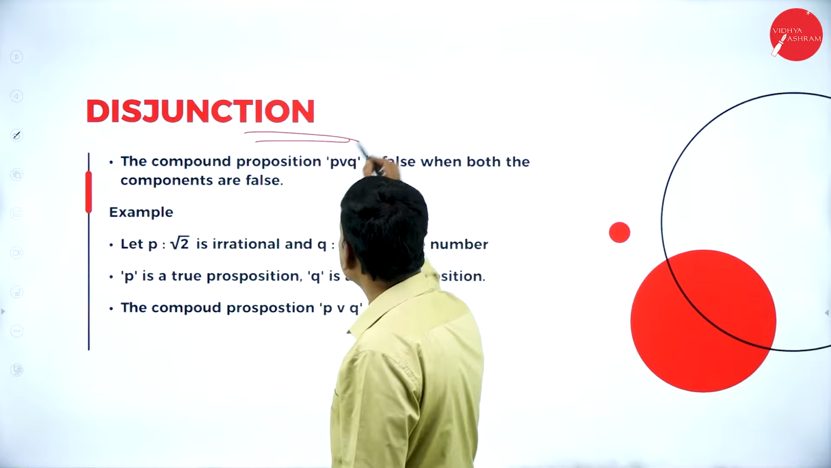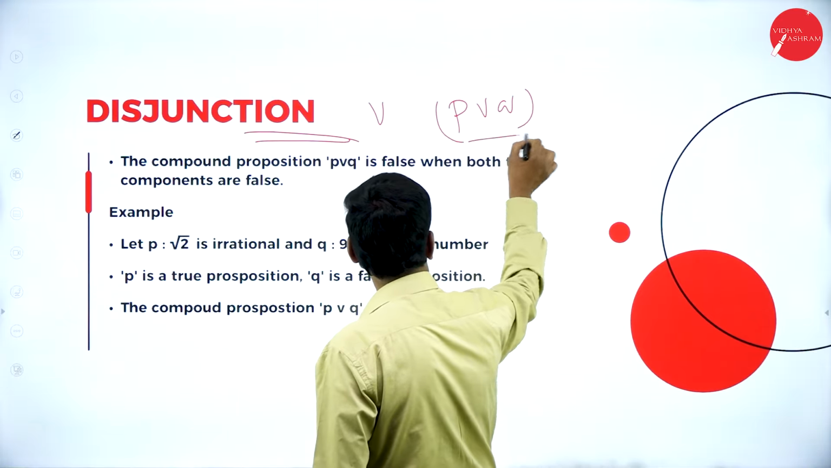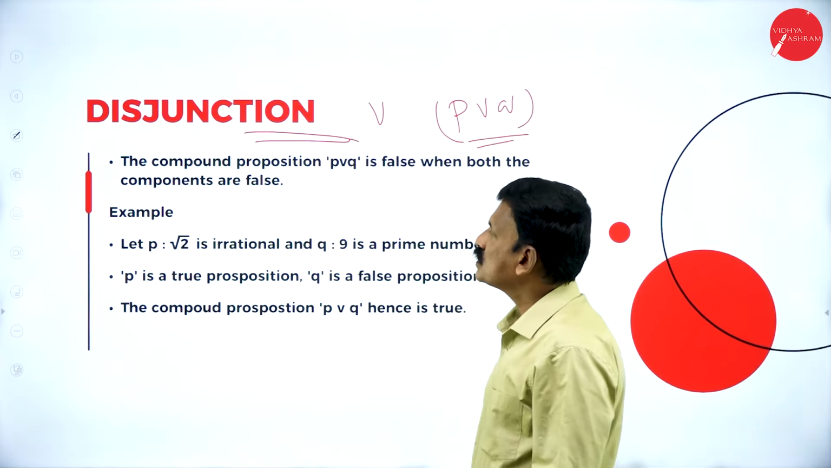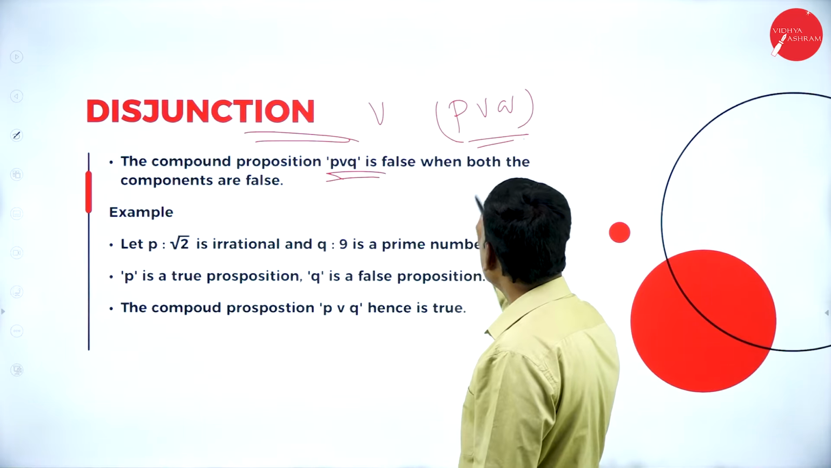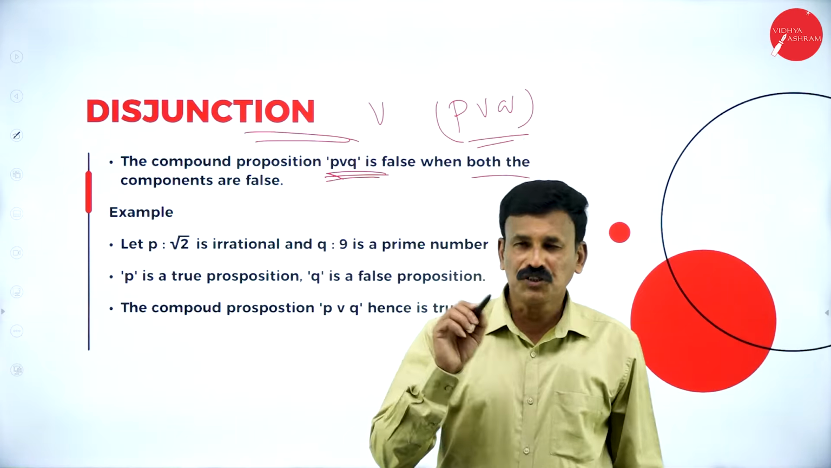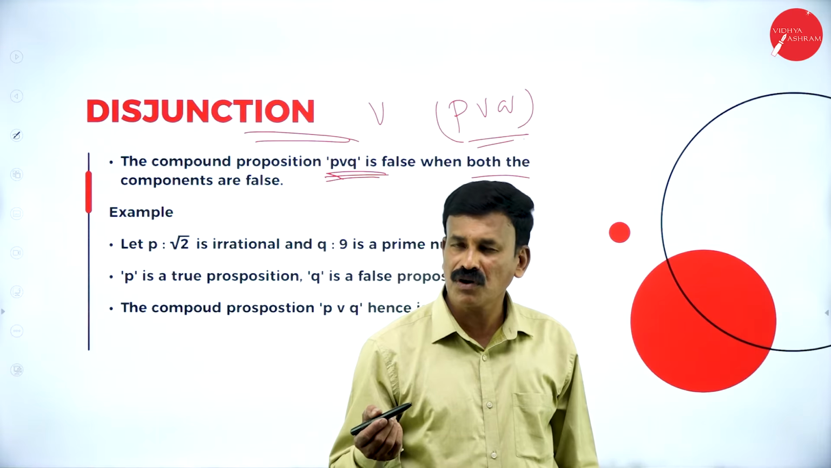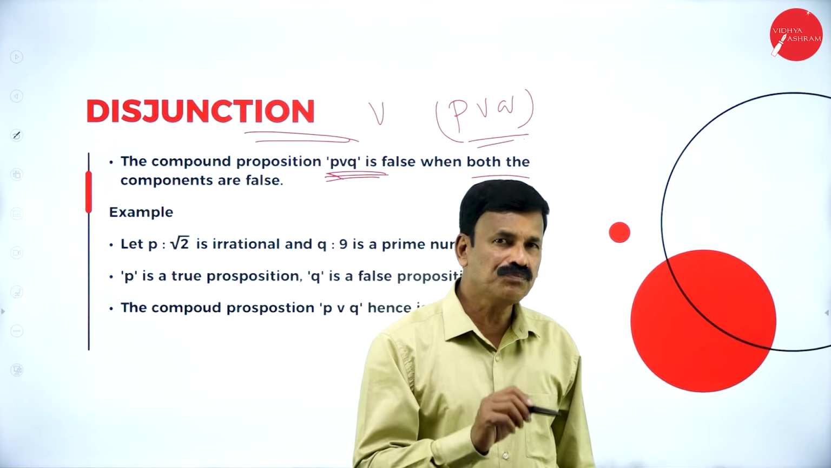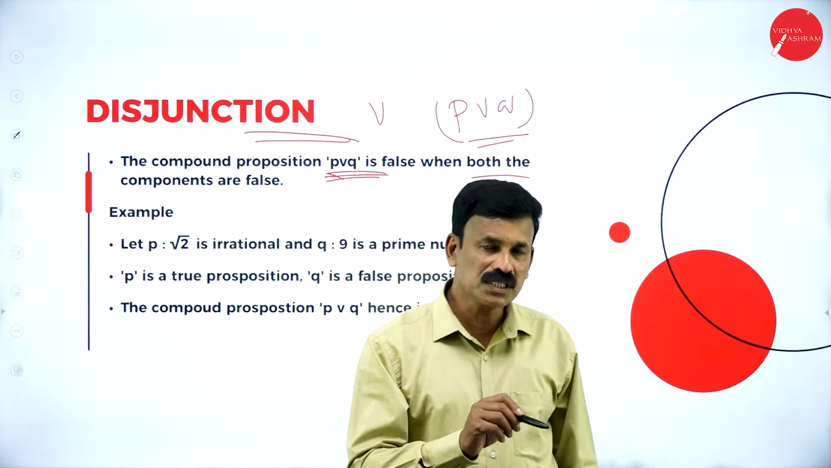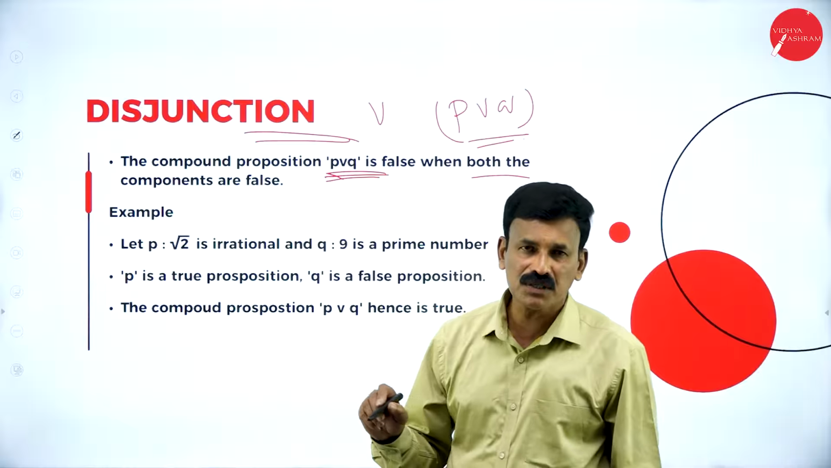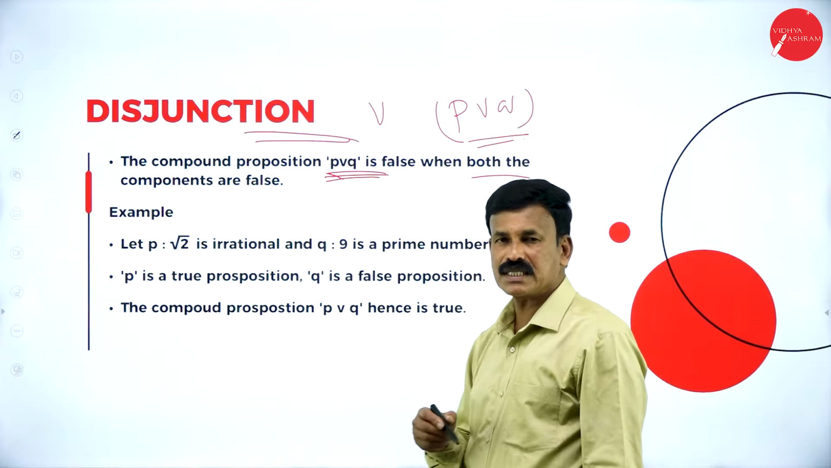Disjunction is denoted by the symbol ∨. How to write P disjunction Q? This is the symbolic representation. The compound proposition P disjunction Q is false when both the components are false. If both P and Q are true, it is true. If P is true and Q is false, then also true. If P is false and Q is true, then also it is true. But if P is false and Q is false, then the entire statement is false. That is, in case of disjunction, false and false is false. In all other cases, it is true.